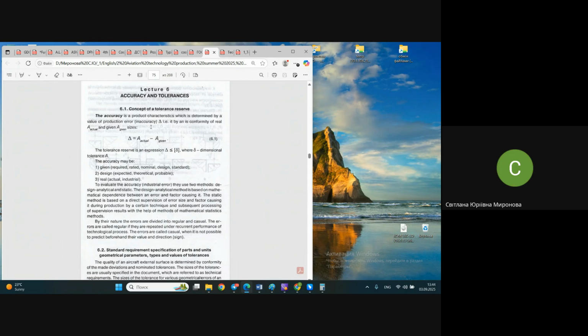This deviation is called error. The difference between the real size and the size in the drawing is error. Error is actually a quantitative characteristic of accuracy. Accuracy is the degree of correspondence of an object, of a size, of a real object to our expectation or to technical documentation, for instance.